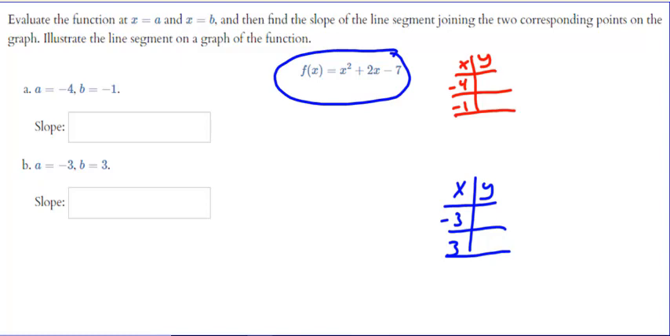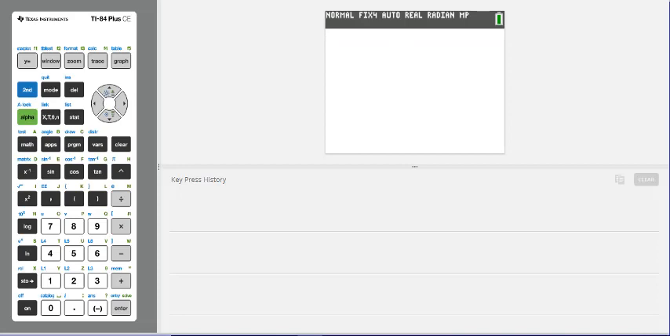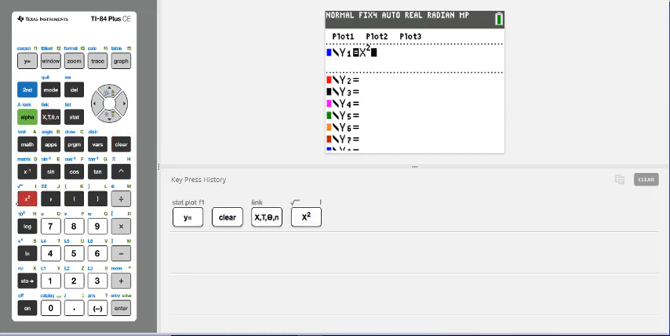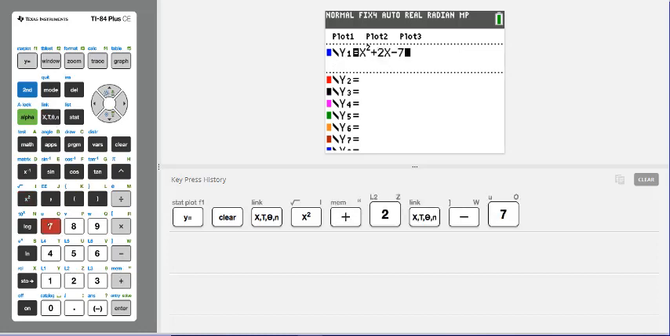Okay. So let's go to our calculator. Let's go y equals. If you have any equation, just hit clear. So we're going to go x, here's the squared button over here, plus 2x minus 7. So if you follow this key press history and look at your screen and then watch the video as the buttons that I press turn red, you should be able to have that typed in.